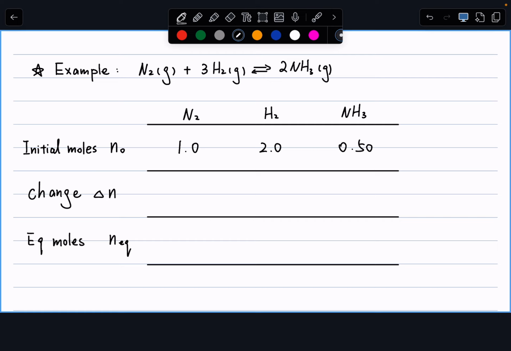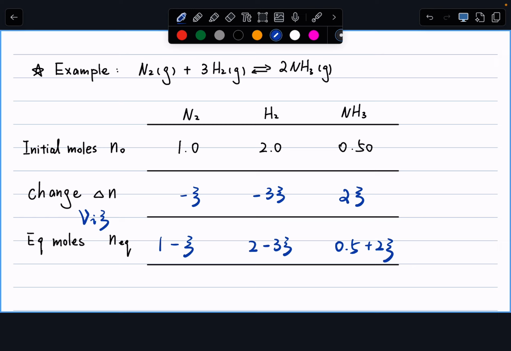All right. So again, this is what we want to do, putting the numbers there. The change in number of moles in the process equals nu_i times the extent of reaction. So for N2, that's -xi. For H2, that's negative 3 xi. And for NH3, that's just 2 xi. Right, so at equilibrium, we'll have N2 is 1 minus xi. H2 is 2 minus 3 xi. And for NH3, that's 0.5 plus 2 xi.